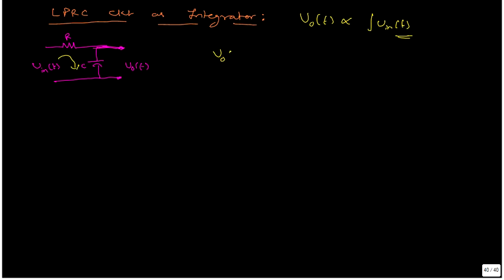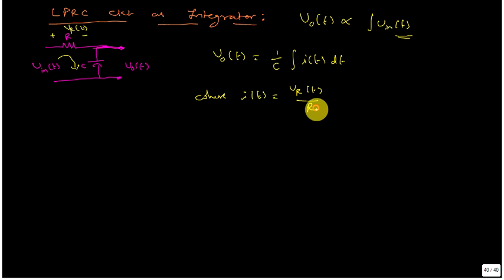So we know that V0 of t means voltage across the capacitor. That can be written as 1 by C integral of I of t dt, where I of t is the current flowing through the capacitor, which is the same current flowing through the resistor. If you assume voltage across the resistor as VR of t, then the current flowing through the resistor can be calculated as VR of t by R.